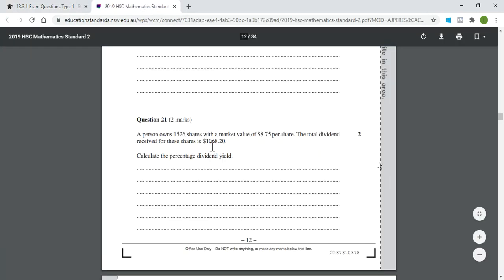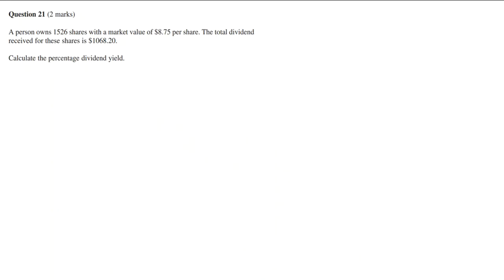So the question is telling you that a person owns 1,526 shares, where each share is valued $8.75. The total dividend that person received is $1,068.2. So what is the dividend yield? So let's take this out again. So here's the question.